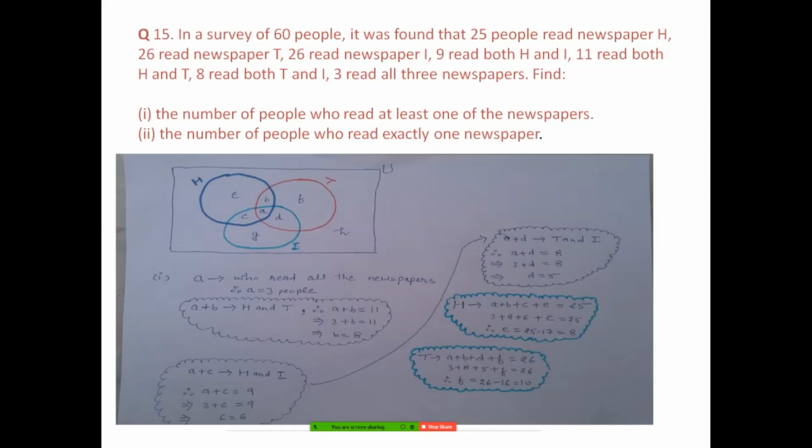So first of all, we start from the last line. What is the last line? 3 read all the newspapers. So inside these 3 sets, the common portion of the 3 sets is this portion. Writing it as A, the value of A is 3. Right? The value of A is 3.